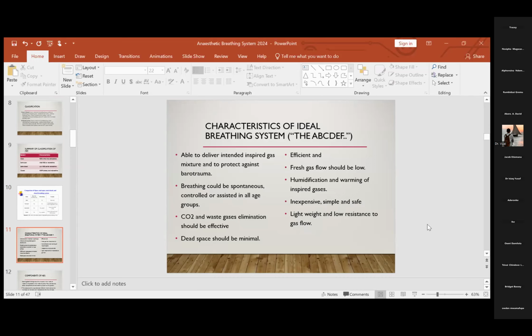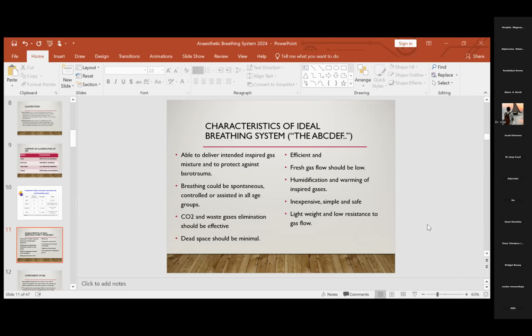C, carbon dioxide and waste gases elimination should be effective. D, dead space should be minimized to reduce the work of breathing of the patient. E, it must be efficient. Efficiency in terms of fresh gas flow and uptake. So the closed system is an efficient system because fresh gas flow is equal to the uptake. Fresh gas flow should be low.